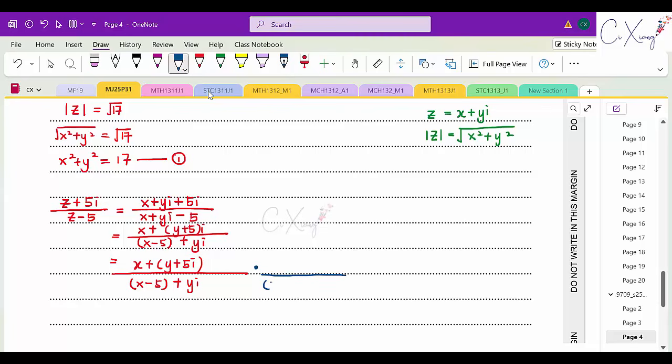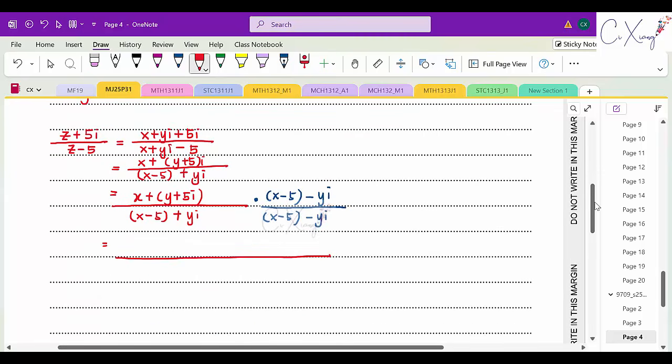What do we have here? We are having x minus 5 minus yi. Same thing happens on top, x minus 5 then minus yi. Please expand and simplify the bracket carefully to get rid of the i at the denominator. This one is a bit tedious, so you just need to make sure that you expand it very, very carefully.